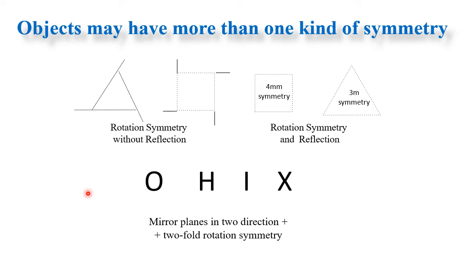So one object may have more than one kind of symmetry. For example, these have rotation symmetry without reflection. These show rotation symmetry and reflection as well.